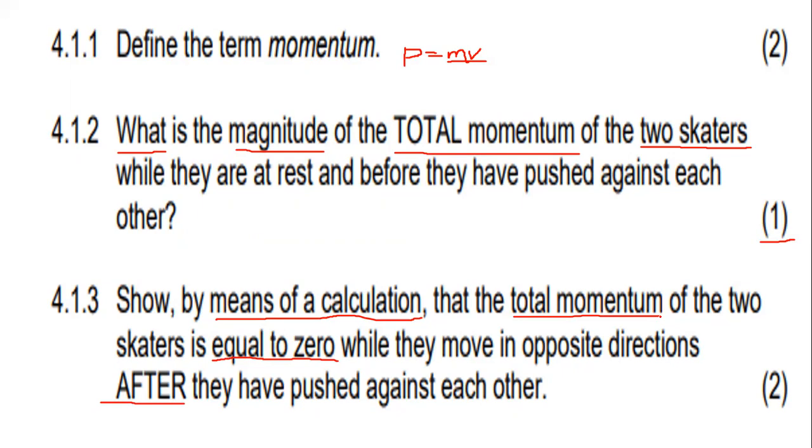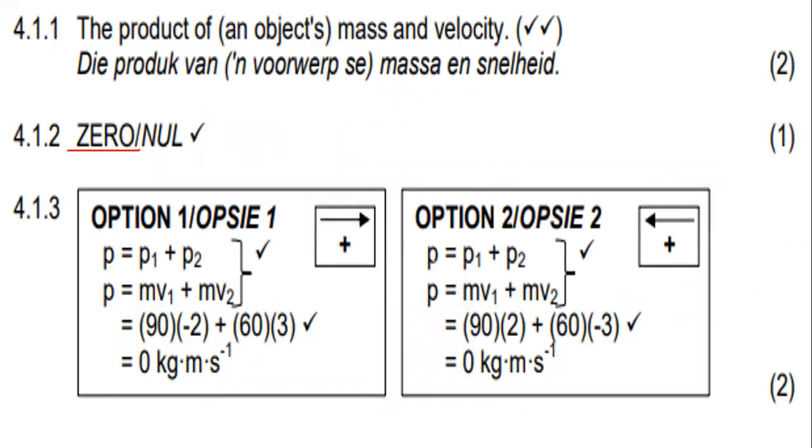Now let's see how we would approach that particular question. So remember, this is a scenario after pushing, right? So this actually happens after pushing. So after pushing, we then want to show that the total momentum of the two skaters is 0. So after the collision, P is equal to P1 plus P2. We definitely know that that momentum, which is represented by P, is the total momentum after pushing. So it will be the momentum of skater number 1 plus the momentum of skater number 2.